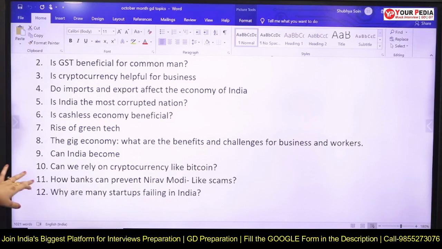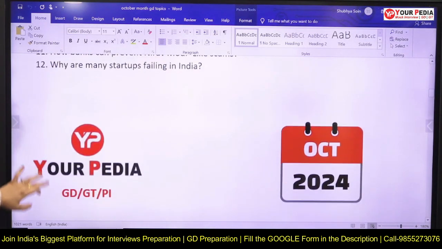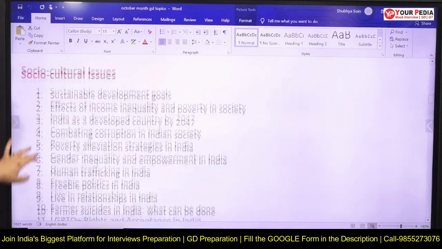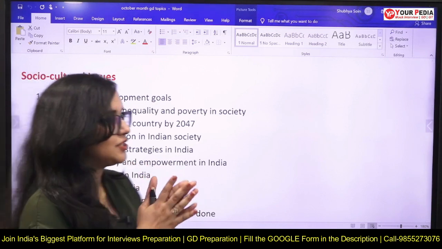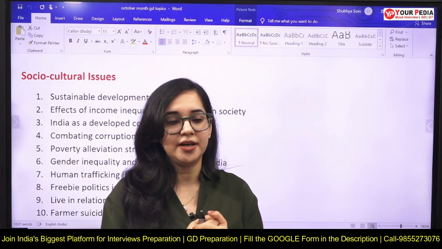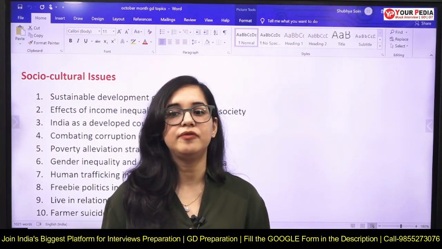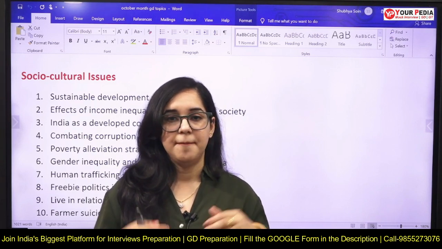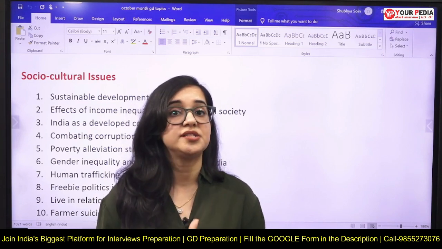How can we rely on cryptocurrency like Bitcoin? How can banks prevent Nirav Modi-like scams? Why are many startups failing in India? We all know there are a number of startups which get a rise, but many times they vanish. If you have seen Shark Tank India, I always give current examples, there you would see a number of startups which don't have that funding, don't have that bank balance, and are going to end very soon. So they come with this problem. What is the reason behind it?